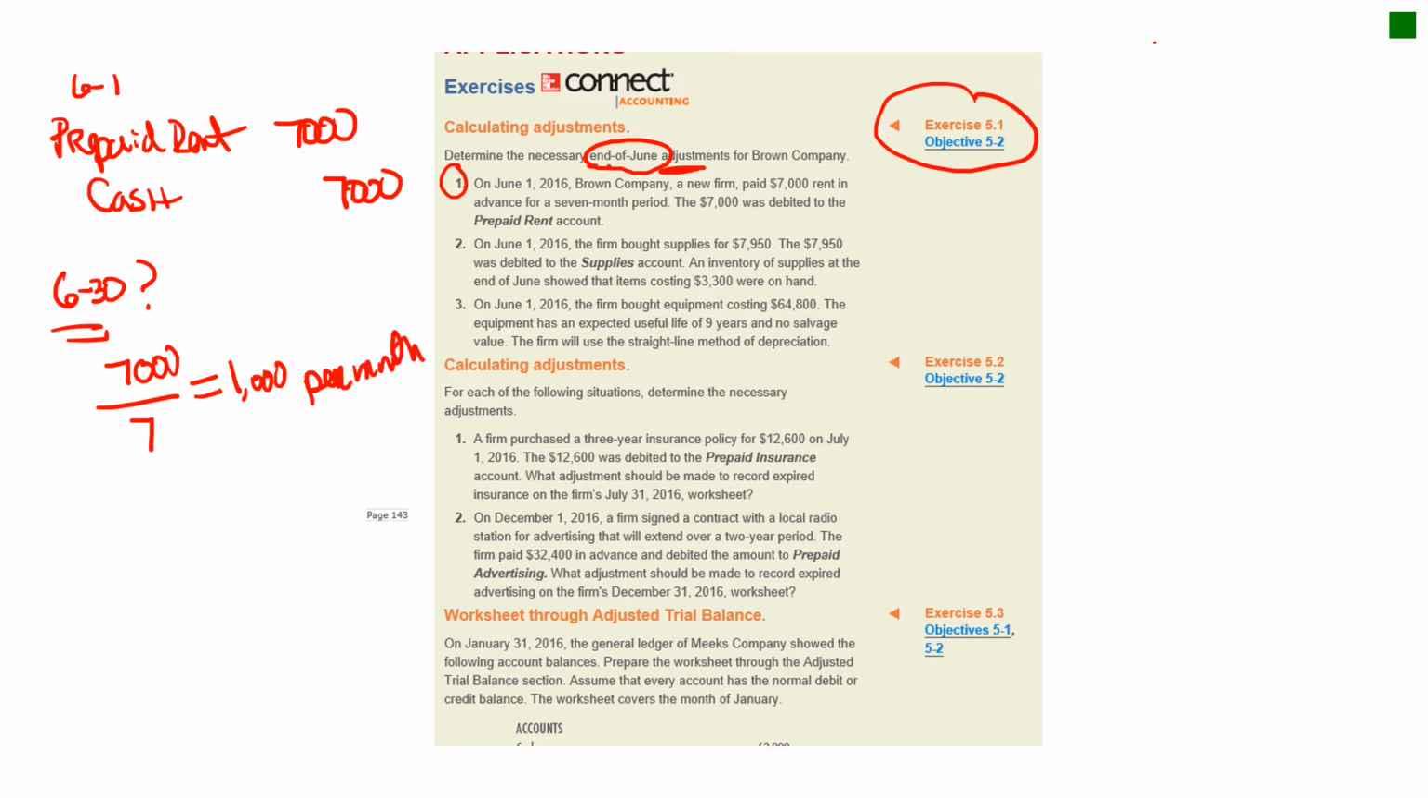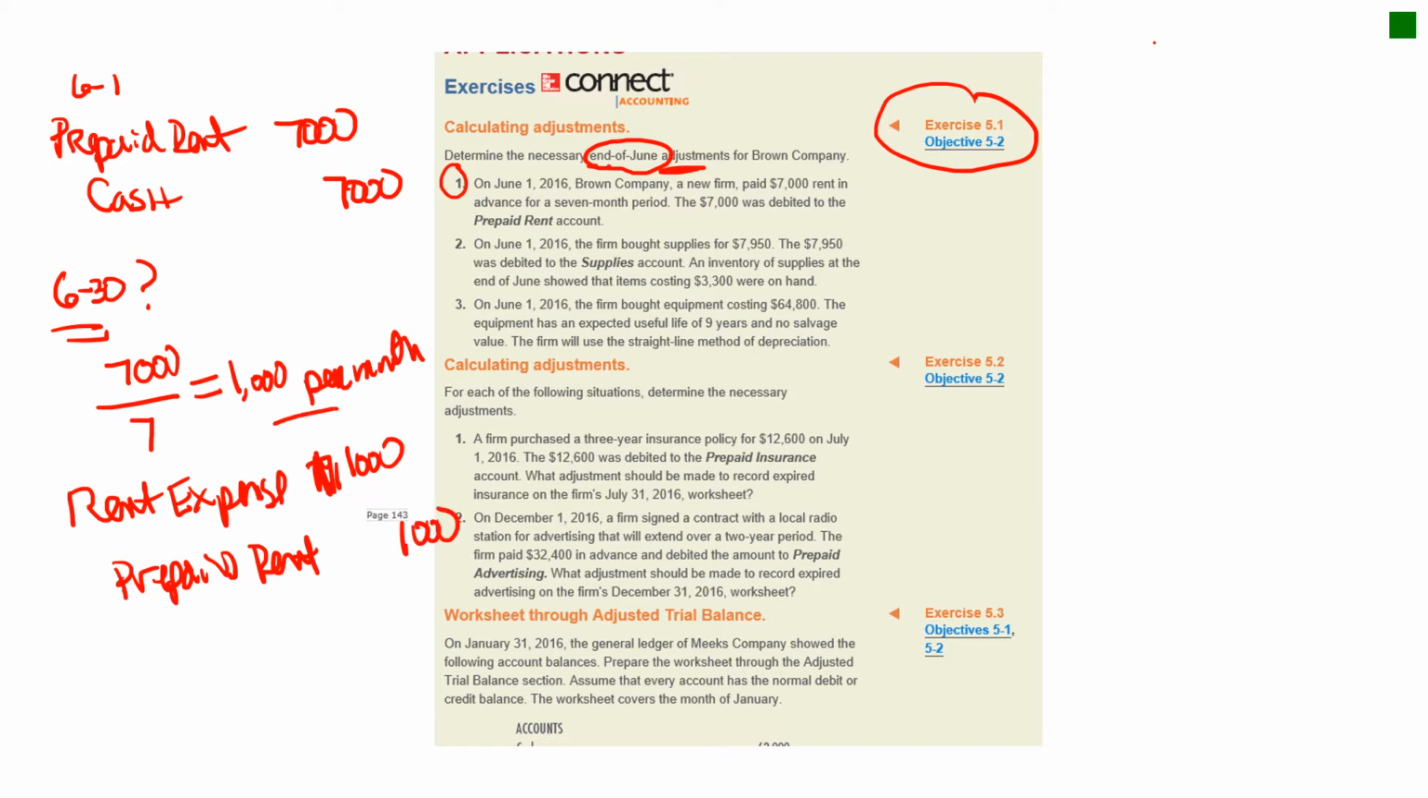So the adjusting entry that you would make would be to debit rent expense and credit prepaid rent for, I'm sorry, that's $1,000. And let me just circle this. So guys, that would be your adjusting entry for number 1.